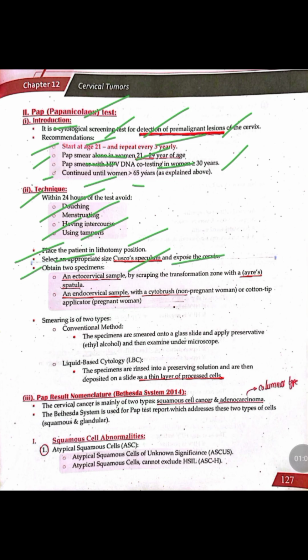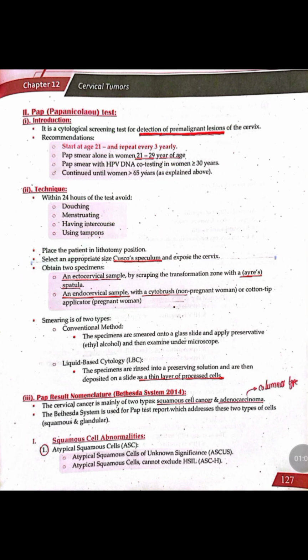Then obtain two samples from the cervix. The first one is the ectocervical sample, that is obtained with the help of an Ayre spatula by scraping the transformation zone. And the second sample is the endocervical sample, which is obtained with the help of a cytobrush in non-pregnant women, and with the help of a cotton tip applicator in pregnant women.